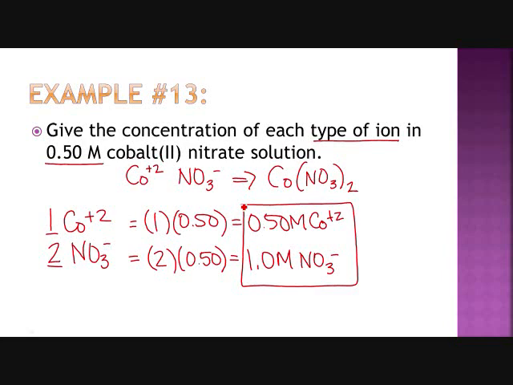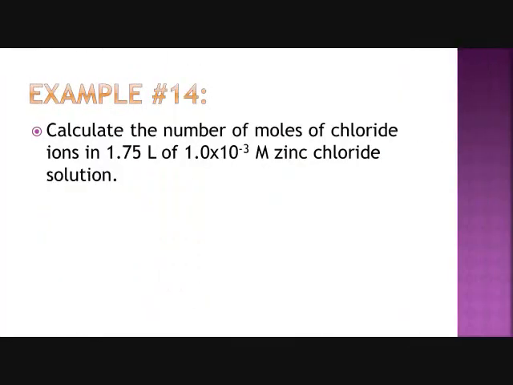Okay? So this is just something a little bit different that we didn't do in Chem 1, but it can still relate to molarity in this way. And we're going to do this a lot this year. All right? And example 14, which, by the way, these examples just continued numbering from the first round of numbering, so we go up to example 24 in this round. Calculate the number of moles of chloride ions in 1.75 liters of 1.0 times 10 negative third molar zinc chloride solution. So this kind of ties together what we just did in 11, 12, and 13.